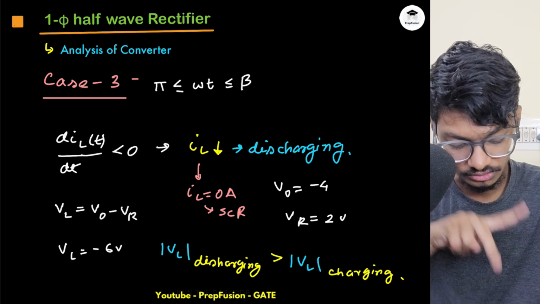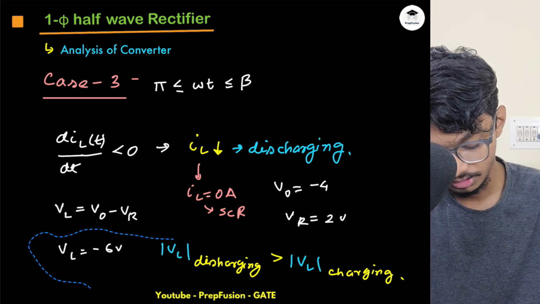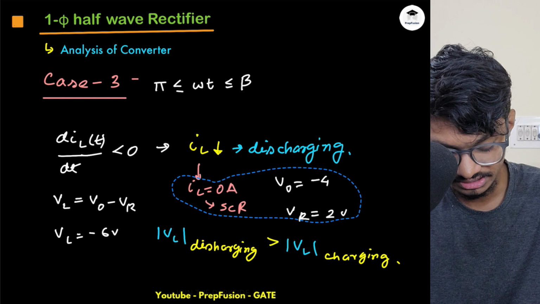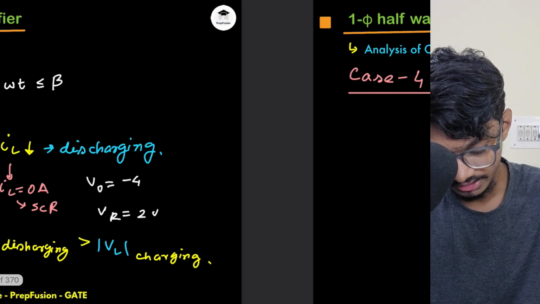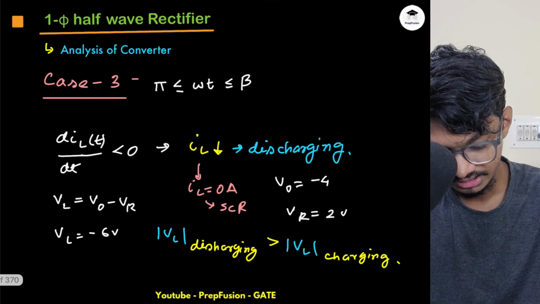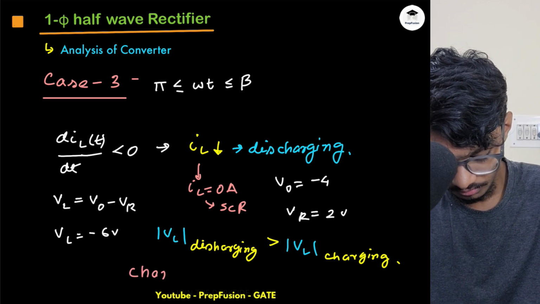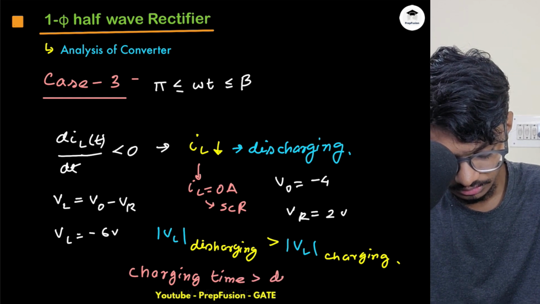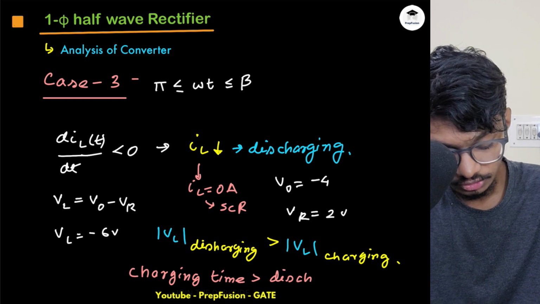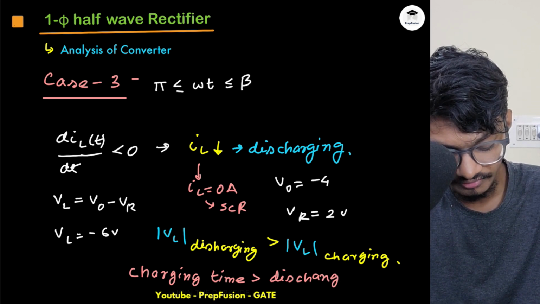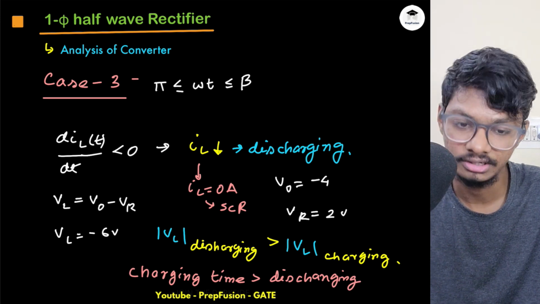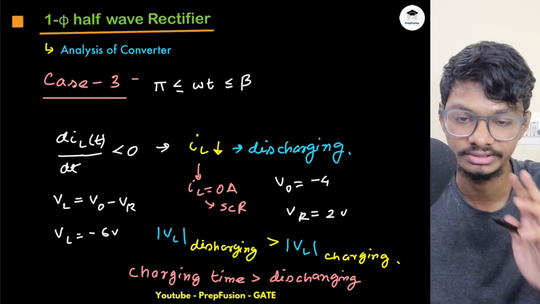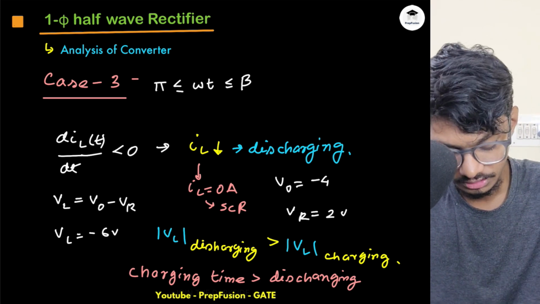The magnitude of charging is lower than the magnitude of discharging, hence it will discharge faster. That means I can specifically say that the charging time will be greater than the discharging time. This is one conclusion I can reach without even knowing the values. Without knowing anything, I can conclusively say the charging time will be more than the discharging time.